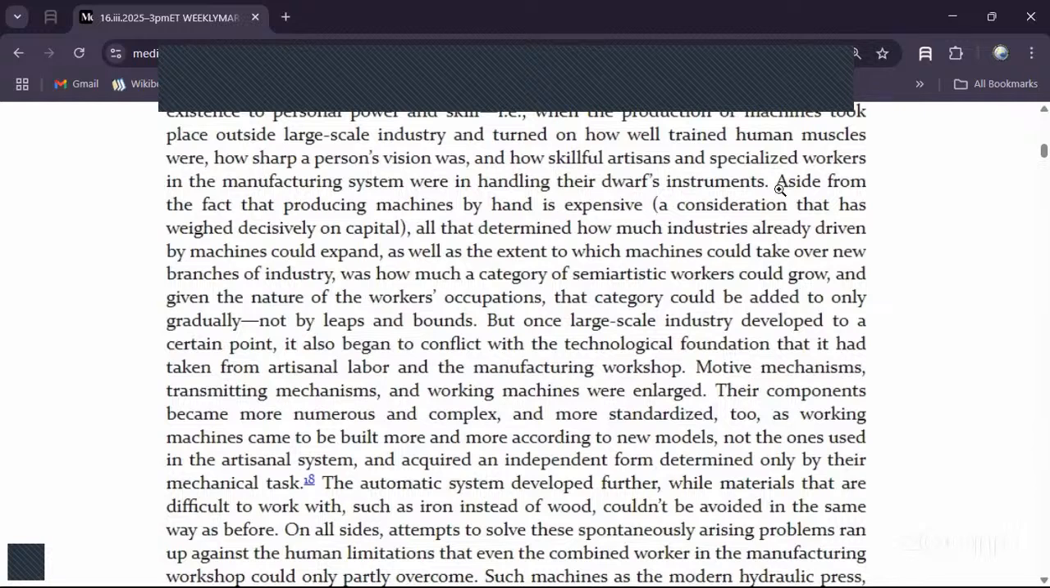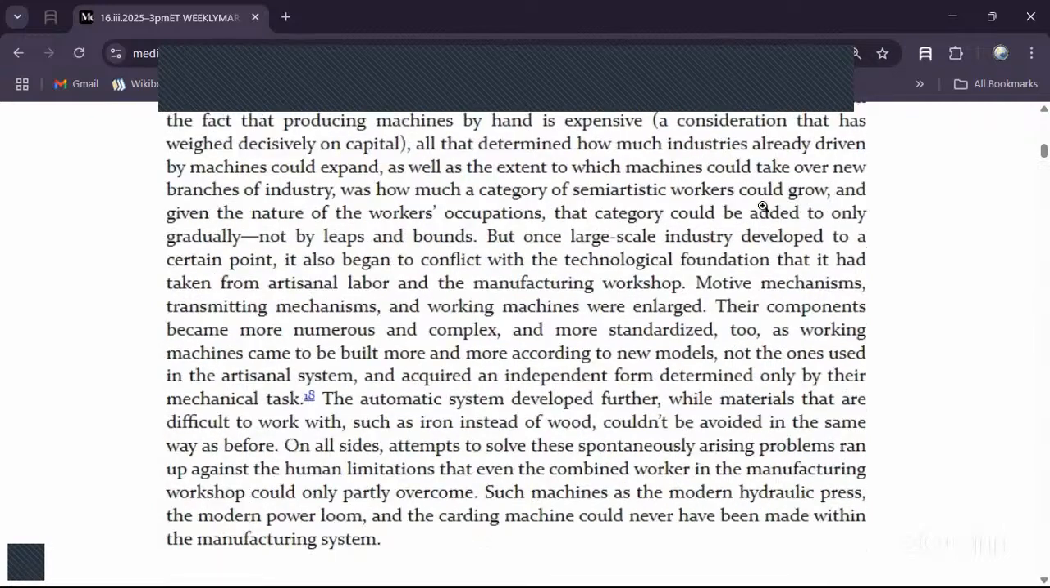Motive mechanisms, transmitting mechanisms, and working machines were enlarged. Their components became more numerous and complex and more standardized, too, as working machines came to be built more and more according to new models, not the ones in the artisanal system, and acquired an independent form determined only by their mechanical task. The automatic system developed further, while materials that are difficult to work with, such as iron instead of wood, couldn't be avoided in the same way as before. On all sides, attempts to solve these spontaneously arising problems ran up against the human limitations that even the combined worker in the manufacturing workshop could only partly overcome.